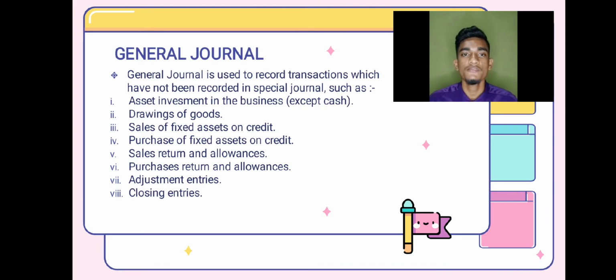Hello everyone, I am Sivnis Analaki Sundiran and my matric number is 01DPM22F1038. Today I am going to talk about general journals. General journal is used to record transactions which have not been recorded in special journals, such as asset investment in the business, drawing of goods, sales of fixed assets on credit, purchase of fixed assets on credit, sales returns and allowance, purchase returns and allowance, adjustment entries, and closing entries.